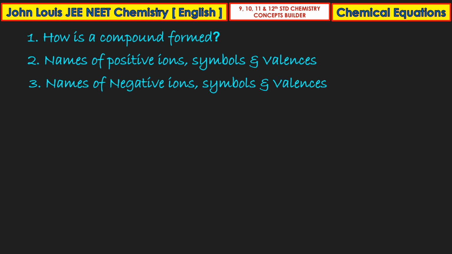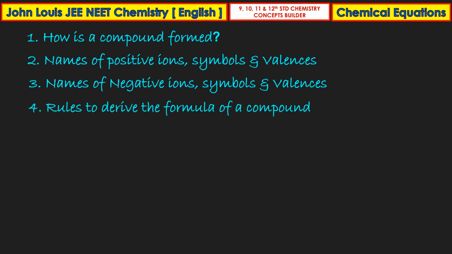Just knowing them but not remembering them will not help you out. You have to remember them, only then you can apply. Then the fourth one, rules to derive the formula of compounds. Once you know the symbols and valences of the positive ion and negative ion, how can we combine a positive ion with a negative ion to form a compound?